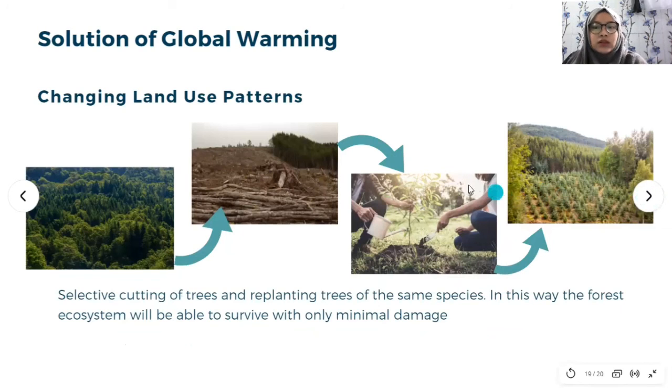So the solution is changing land use patterns: selective cutting of trees, and replanting trees of the same species. In this way, the forest ecosystem will be able to survive with only minimal damage.